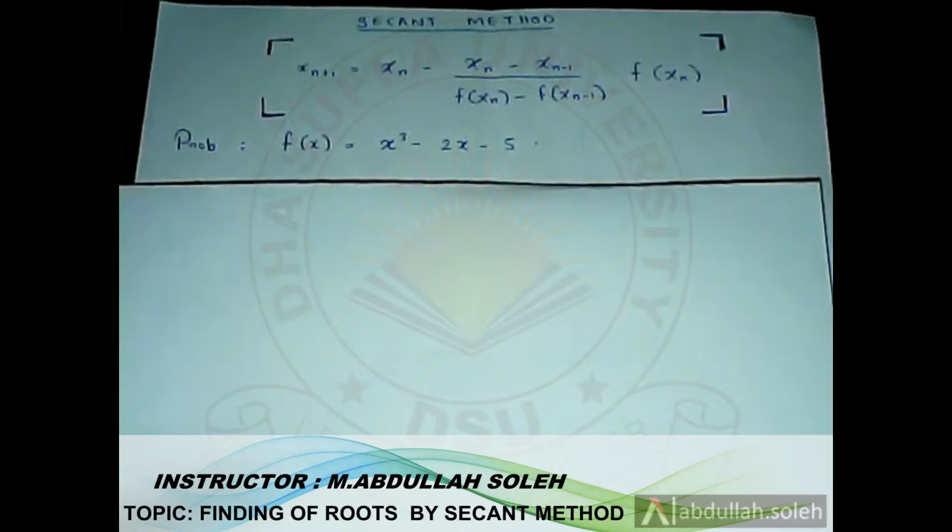Today I am going to solve a problem of finding the roots by using the secant method. Here is the universal equation of the secant method, which is x(n+1) = xn minus (xn minus x(n-1)) over (f(xn) minus f(x(n-1))) into f(xn). Here xn is an initial value and x(n-1) is initial minus 1, meaning x0.